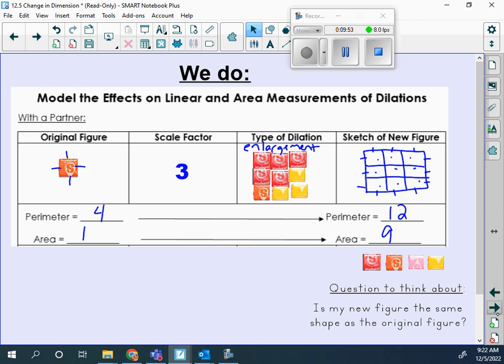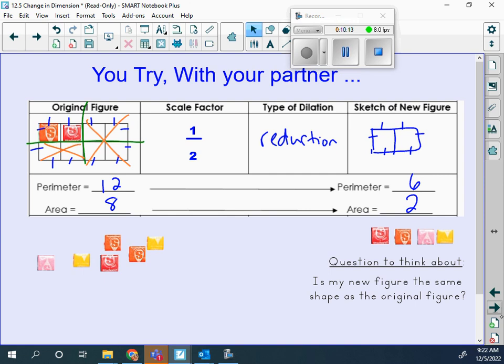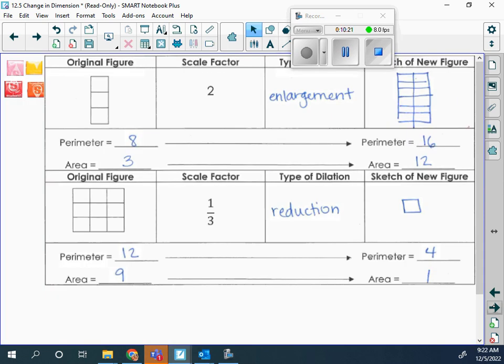Okay. When the original perimeter was 4 and the scale factor was 3, we got a new perimeter of 12. So think right now. 4, 3, 12. Go to the next one. I'm only looking at perimeter, got it? If the original perimeter was 12, the scale factor was half, the new perimeter was 6. Look at the next one. Y'all, I moved you over here to focus on another. When the perimeter was 8, scale factor was 2, new perimeter 16. Scale factor, I'm sorry, 1/3, perimeter 12, new perimeter 4.